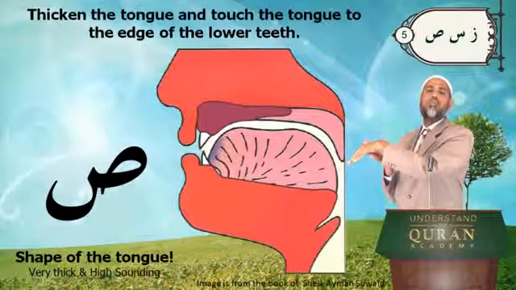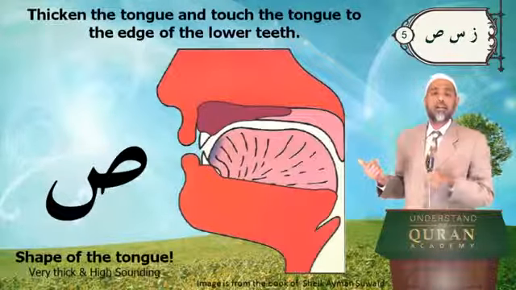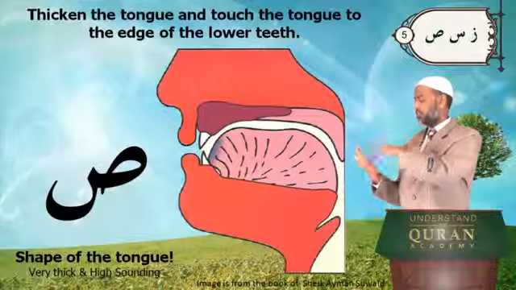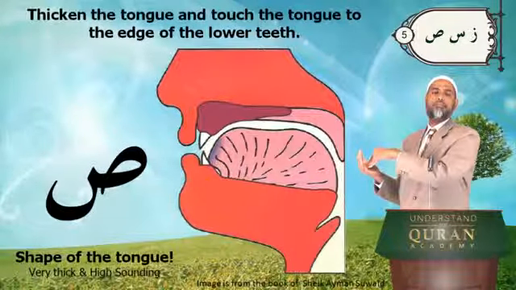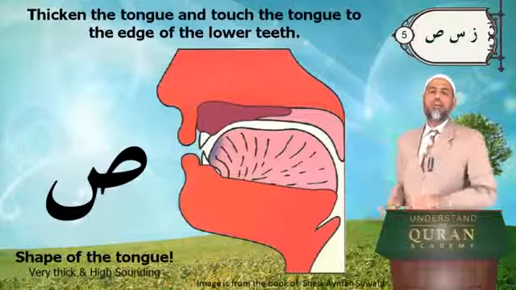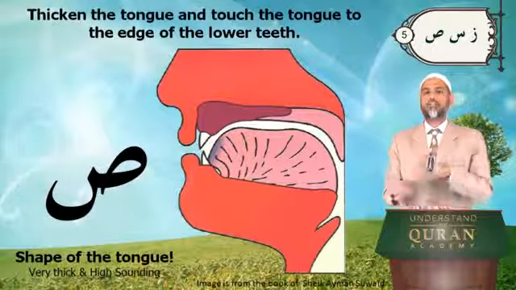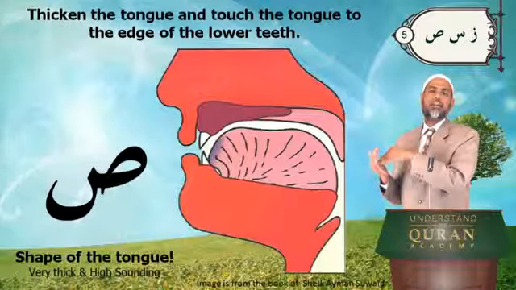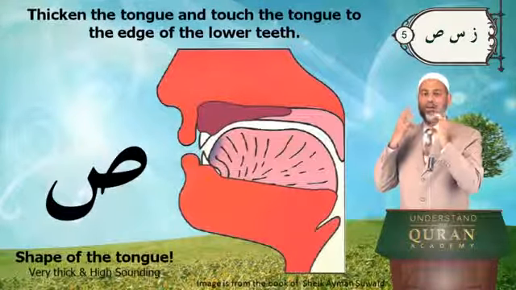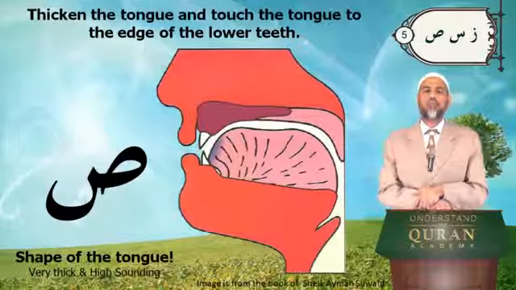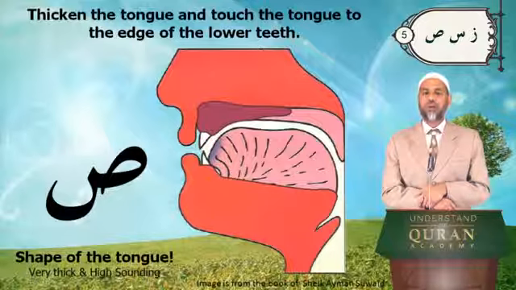Ta, da, ta for the upper gums, and za, sa, sa touching the tip of the tongue to the edge of the lower teeth. And make your tongue a little bit thick and maybe a little bit round for sa. Don't say sa, no, sa.